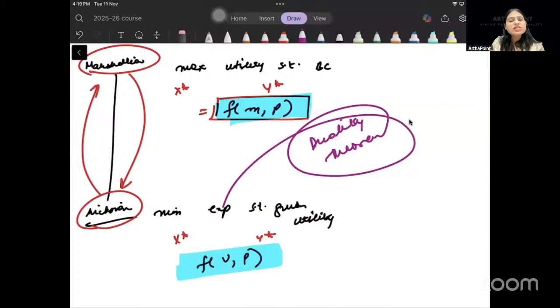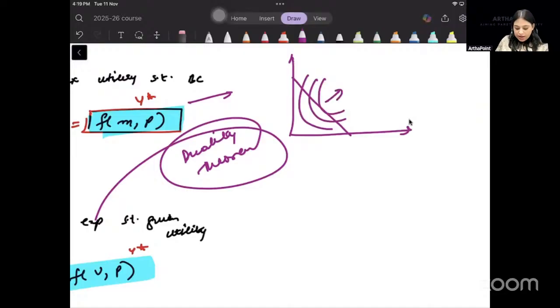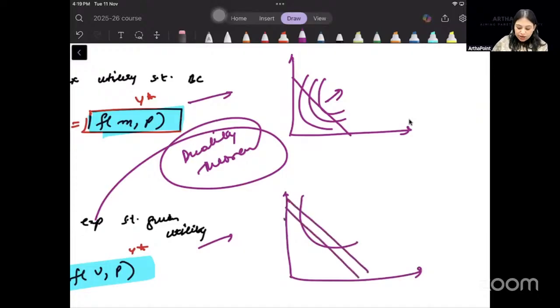And we proved this graphically also. When we were doing this, we were trying to hold the budget line constant and reach the highest indifference curve. And here we were trying to hold the indifference curve constant and reach the lowest budget line. And we saw that both of these give us the same solution, which is achieved by the tangency condition.